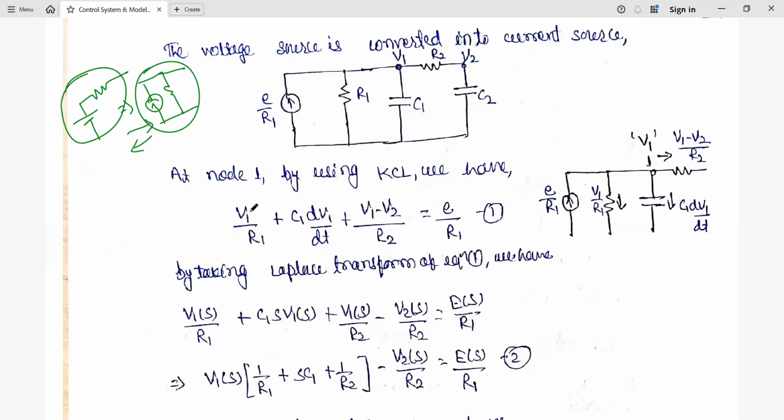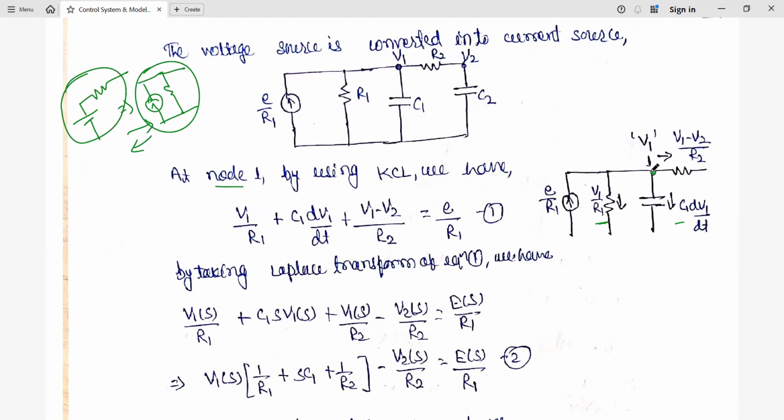So previously we have discussed that we can use the KCL when we're talking about nodal analysis, and we can use the KVL when we talk about loop analysis. So here we are going to talk about the KCL with the help of nodes. At node 1 we are trying to apply the KCL. So this is node 1. Here we write what the incoming currents and the outgoing currents are. The outgoing currents are V1 by R1, and here we have C1 into dV1 by dt, and finally across the resistance R2, the outgoing current is V1 minus V2 upon R2.